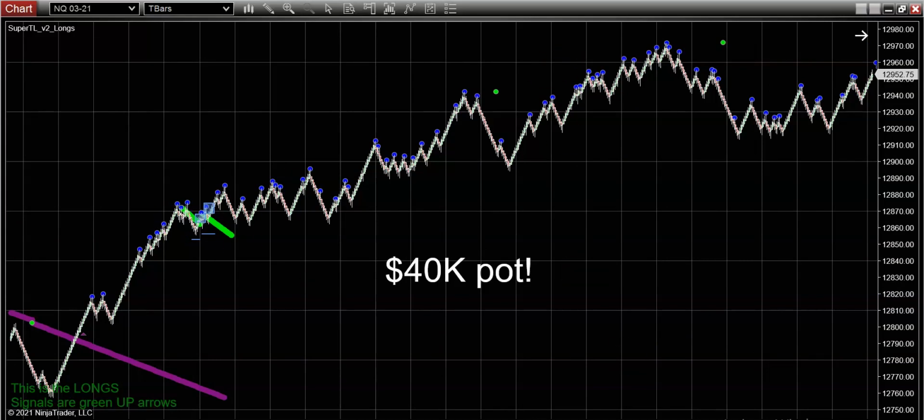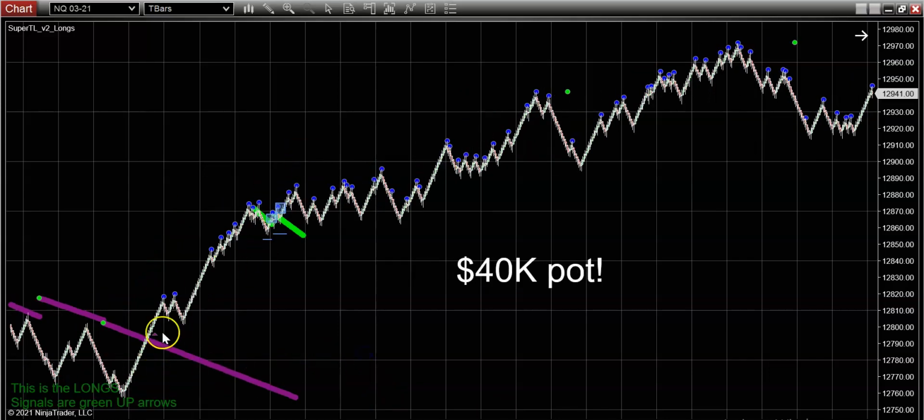And this is what you're hoping for, right? You don't know in advance what type of move the market's going to give you whenever it breaks the purple. But I can tell you, right, this is a game of stats. We're playing the odds. We're playing the percentages.